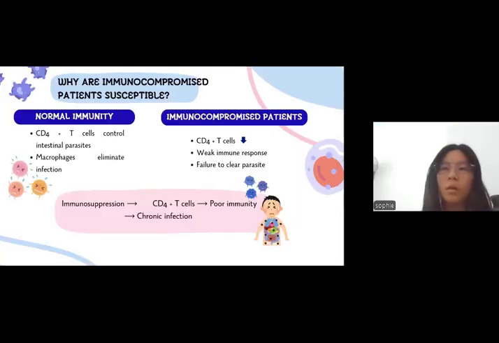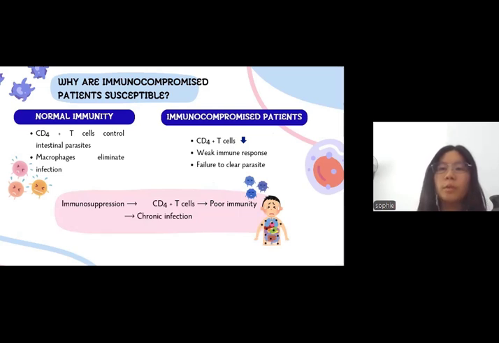Now I'll be talking about why immunocompromised patients are more susceptible to Cyclospora cayetanensis infection. In people with a normal immune system, CD4 plus T cells play a key role in controlling intestinal parasites like Cyclospora. They help to coordinate the immune response and activate other immune cells. Macrophages also help by engulfing and destroying the parasite. Together, these immune cells usually allow the body to clear the infection effectively.